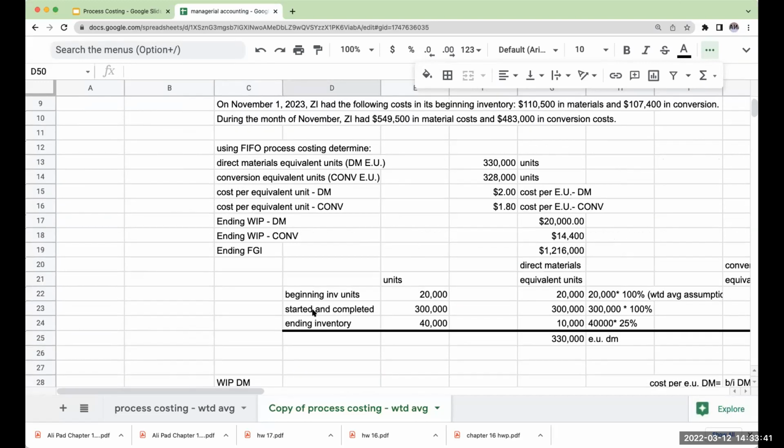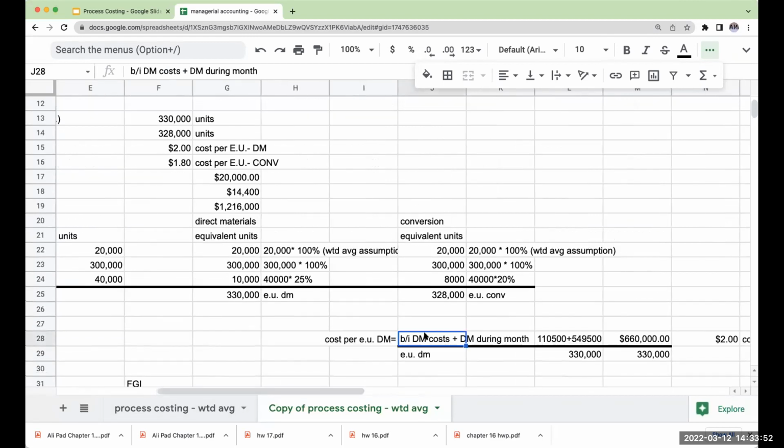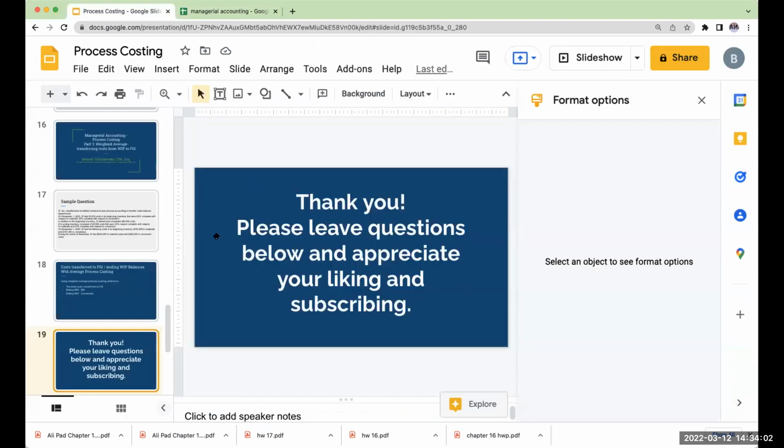So again, the biggest thing with weighted average is how we're treating the beginning inventory units. Because I'm including the costs in the beginning inventory units, I'm going to make the assumption that they were 100% complete during the period. Again, it's an assumption.